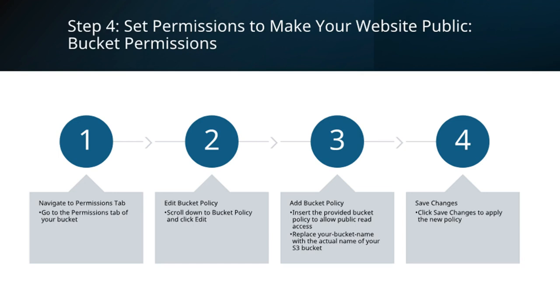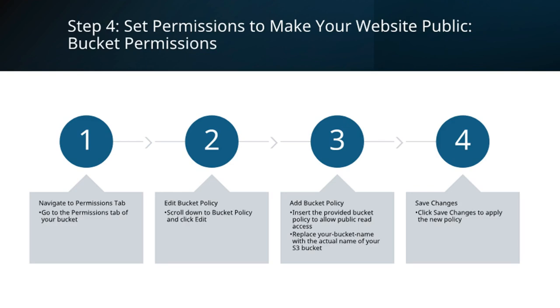Version: 2012-10-17. Statement: Sid: PublicReadGetObject. Effect: Allow. Principal: *. Action: s3:GetObject. Resource: arn:aws:s3:::your-bucket-name/*. Replace your-bucket-name with the actual name of your S3 bucket.